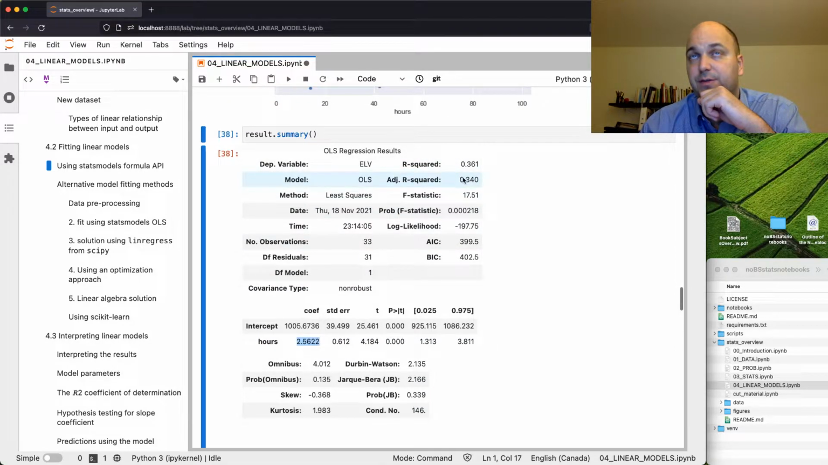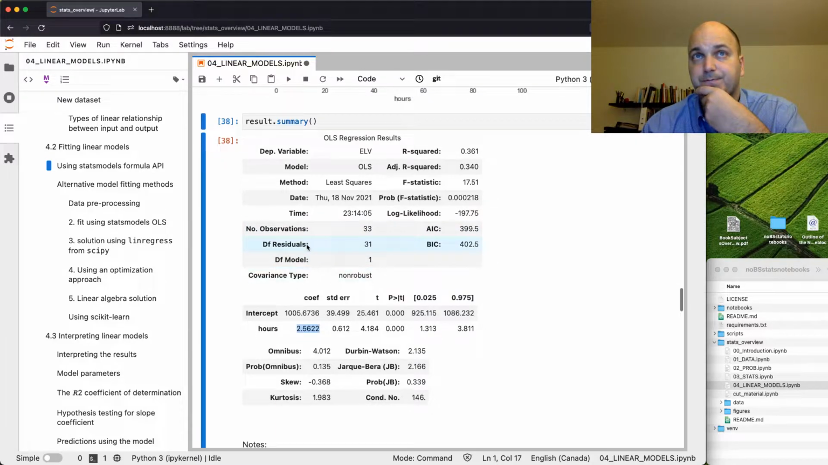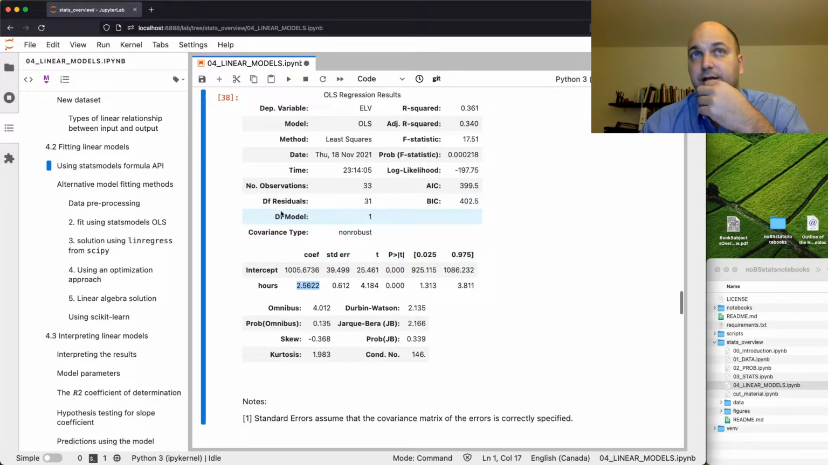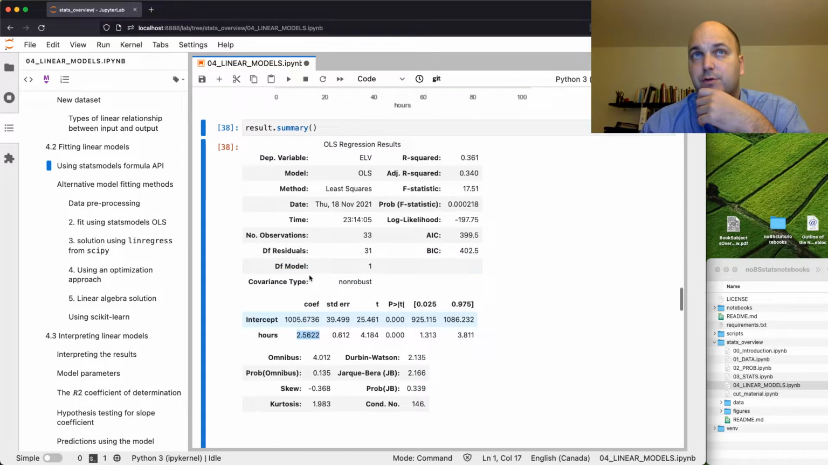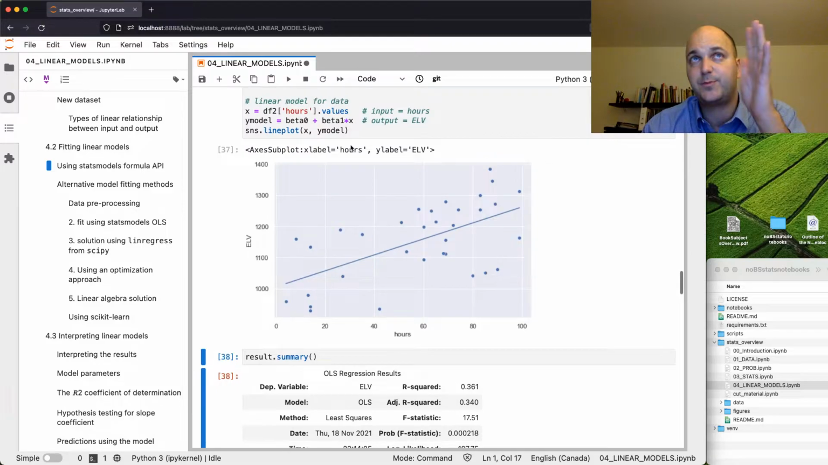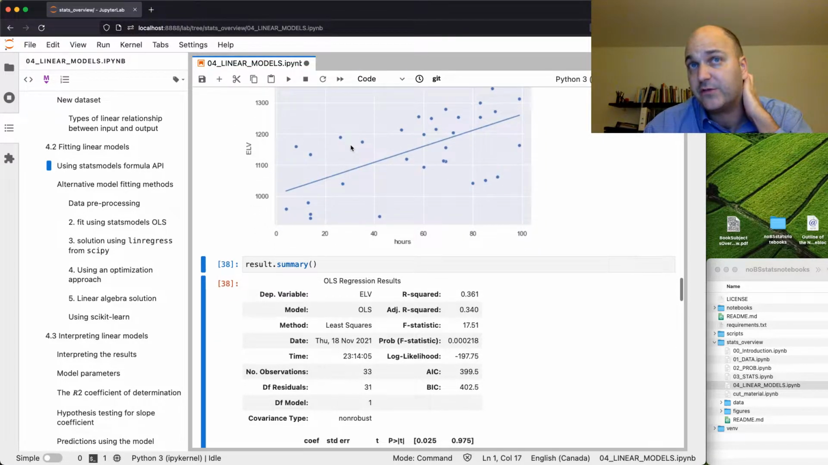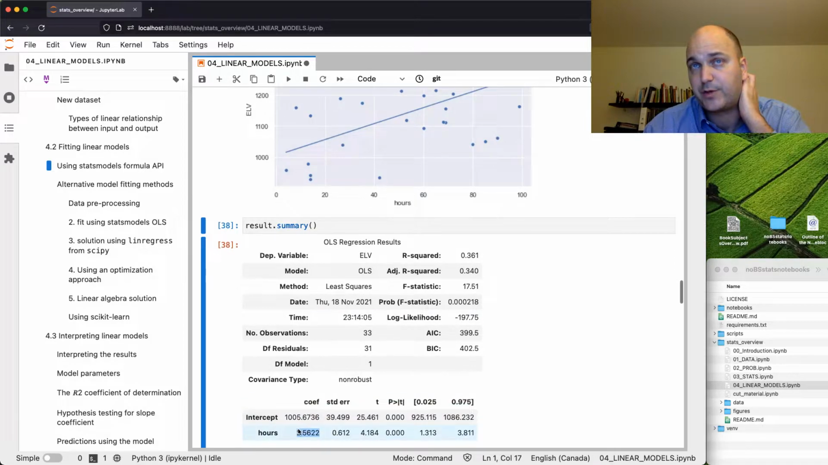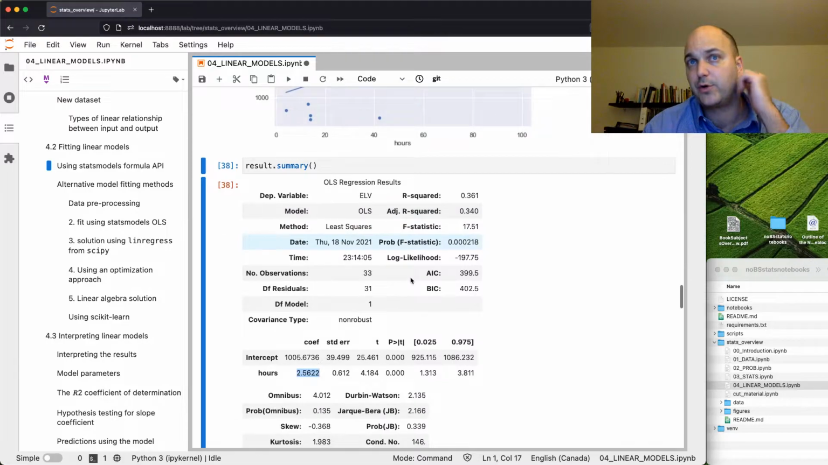There's a bunch of other metrics for the model. The R squared, information criteria, there's a lot of data. Okay, the degrees of freedom. So in general, statsmodels prints a lot of information that we don't need for this case. In this case, we just wanted the parameters. But as you learn more about statistics, all these things will become more important.